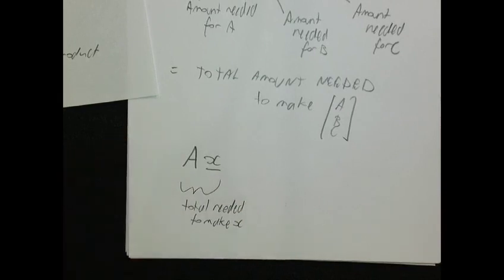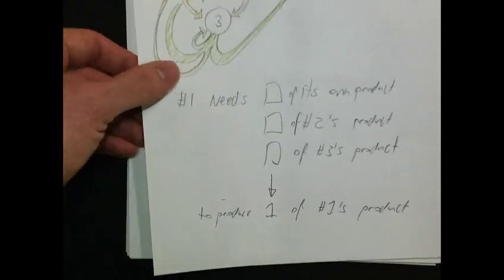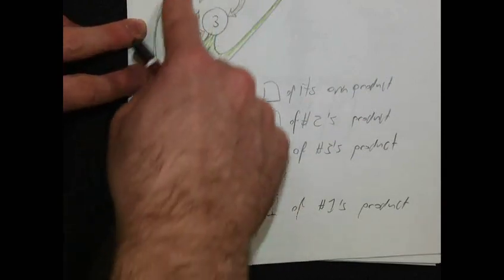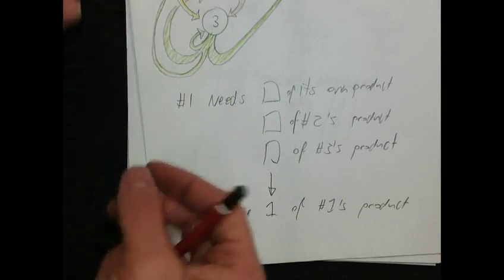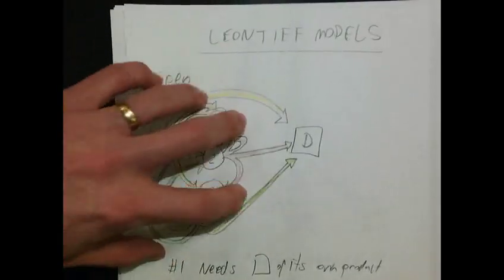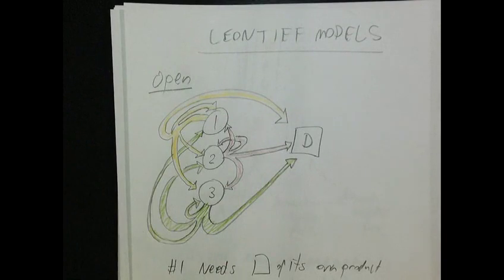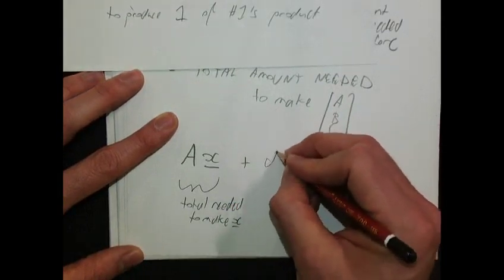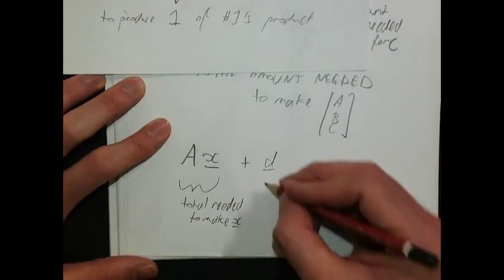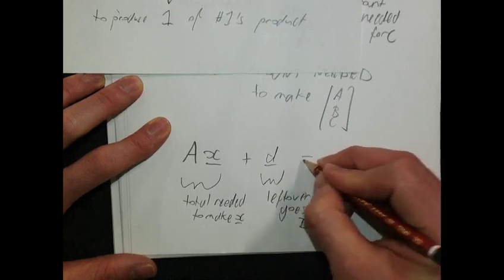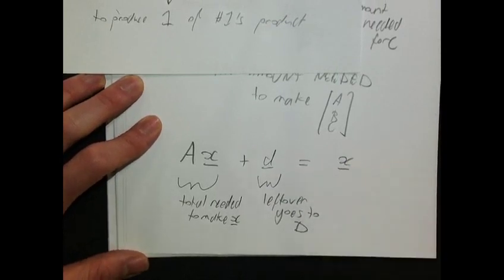But the total amount needed to produce X is all of these inwards facing arrows. So this bit of the green is needed to make 2's product, this bit of the green is needed to make 1's product, this bit of the green is needed to make 3's product. And so all of these arrows that faff around in this bit, that's the AX. And then there's still a little bit left of the X that we produced that ends up over here in D. So we've got the amount that we needed to make X plus the bit that was left over, which is the bit that goes to D. That adds up in total to the total amount that we actually produced.